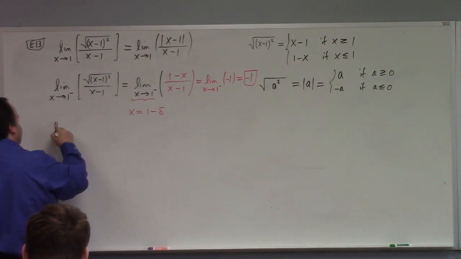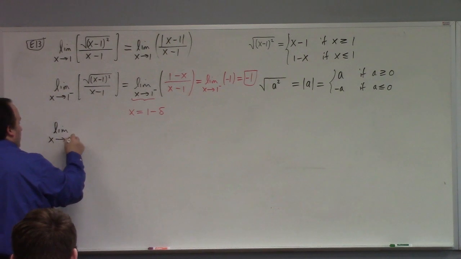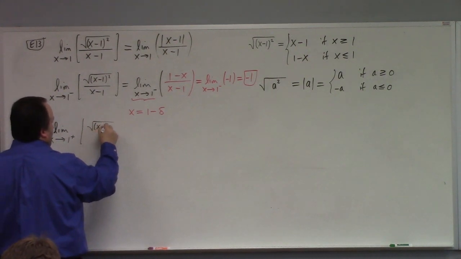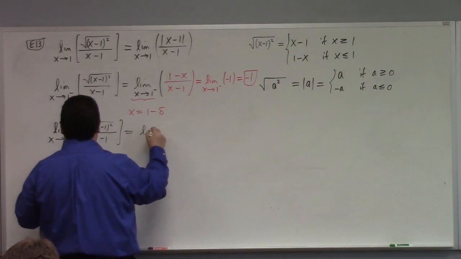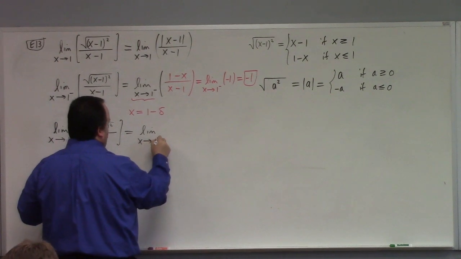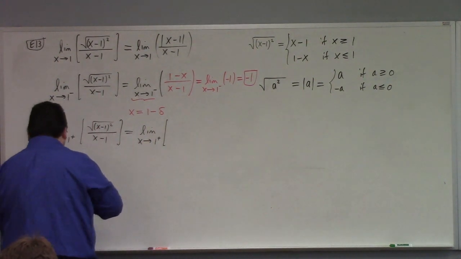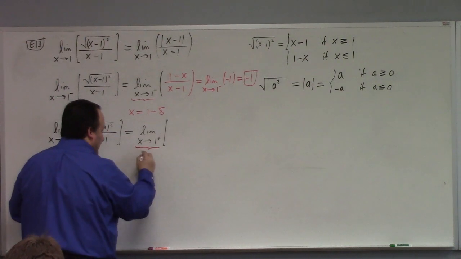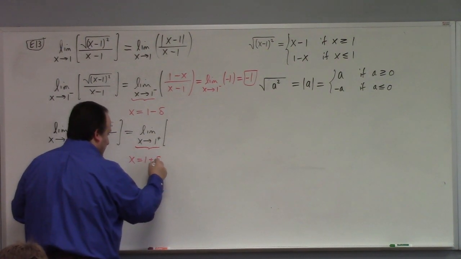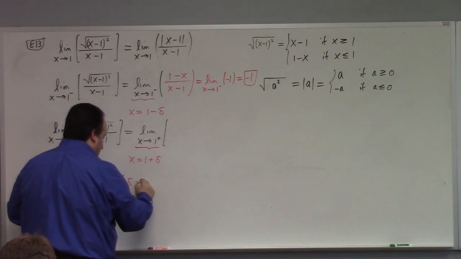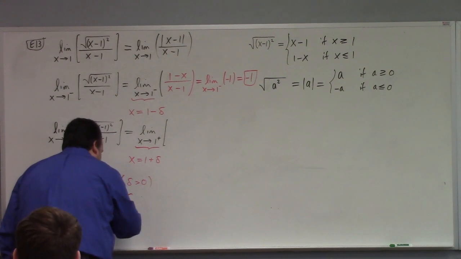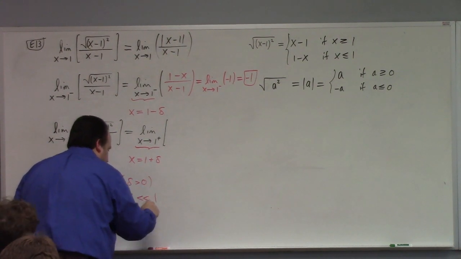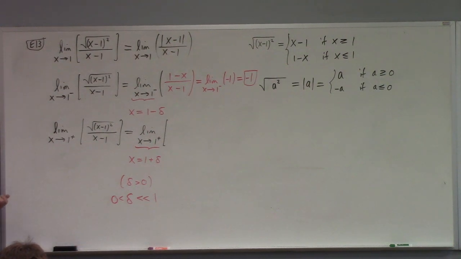But from the right, you see we have the limit as x goes to 1 from the right. This right here, what does that mean? From the right, you can think about x as equal to 1 plus a little delta. And here, delta is a positive quantity, okay? And I usually write something like this when I'm thinking about it like this. I say 0 is less than delta, and delta is much, much less than 1. So I'm thinking of delta as being a super tiny little dude, which I can think about to evaluate the limit.